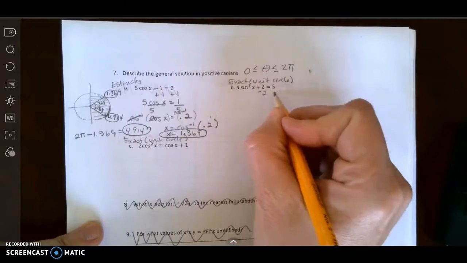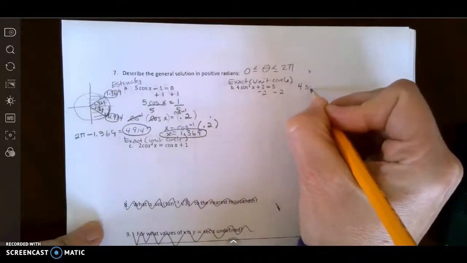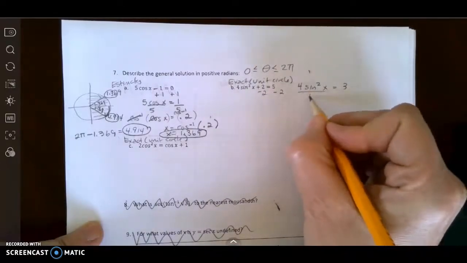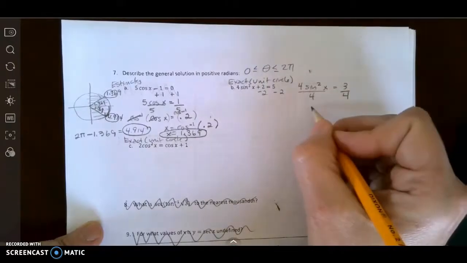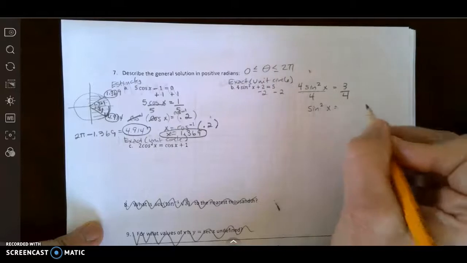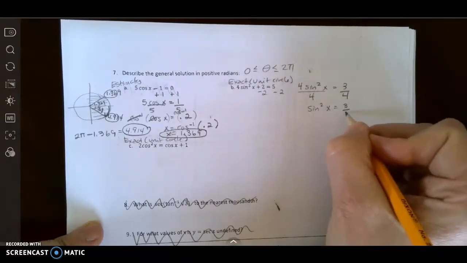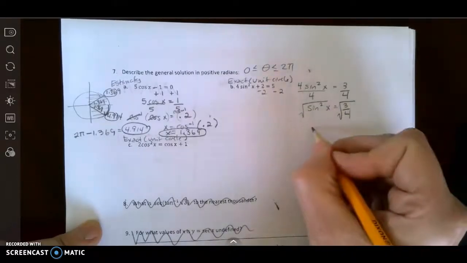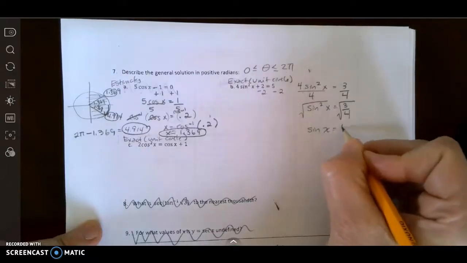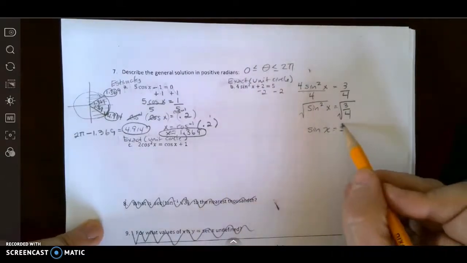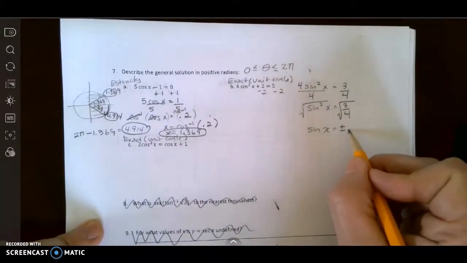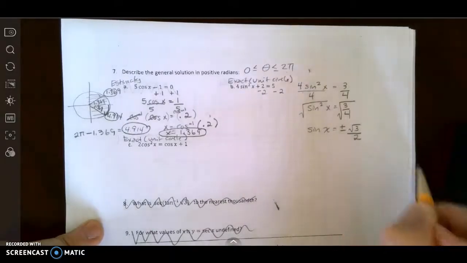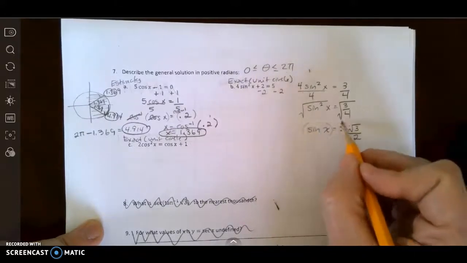I'm going to subtract 2 from each side, and I get 4 times the sine squared of x equals 3. And divide both sides by 4, and I get sine squared of x equals 3/4. Take the square root. So sine of x equals plus or minus. I took a square root, so I have to do plus or minus. And I get the square root of 3. I don't know what that is. I do know what the square root of 4 is, though. It's 2. So then I take the inverse.